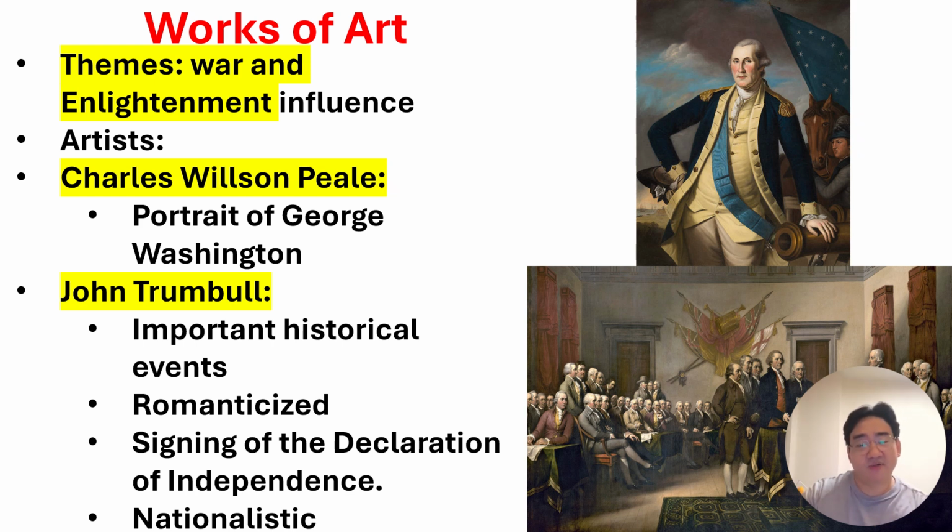If you notice the pictures on the right, we have George Washington, General George Washington, in his military uniform. Down below, we have the Declaration of Independence. Two of these themes are war on the top, and then the Enlightenment and documents down at the bottom.